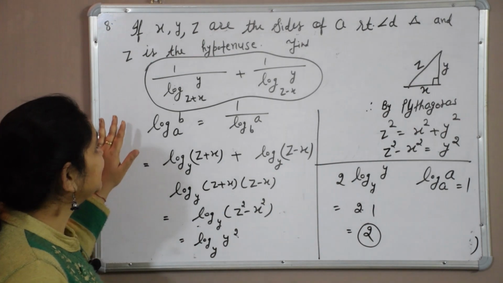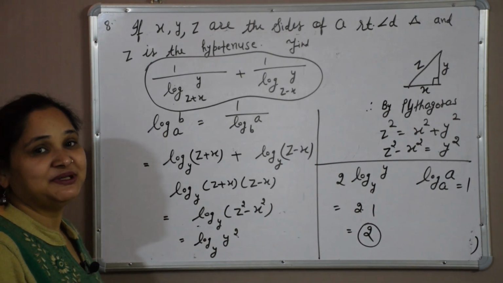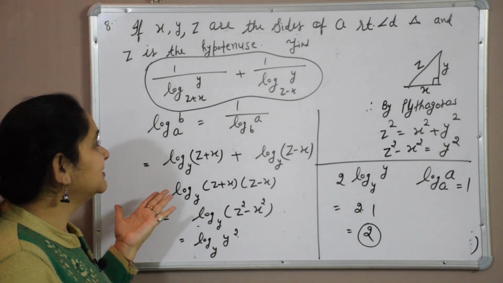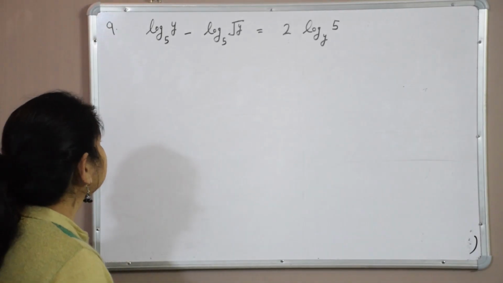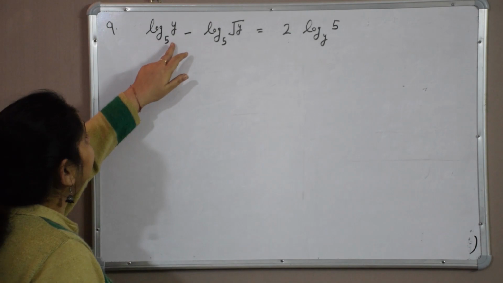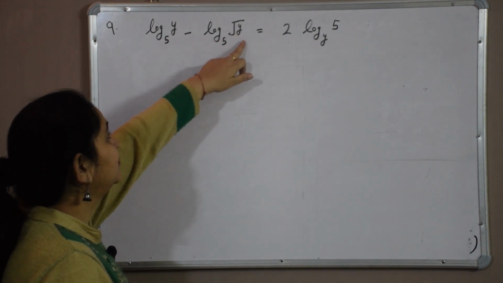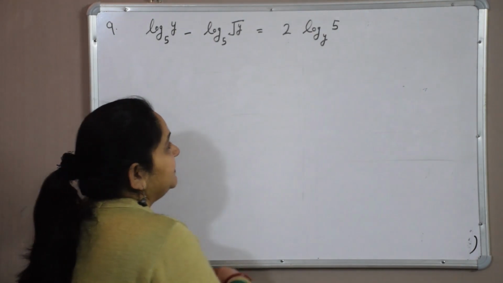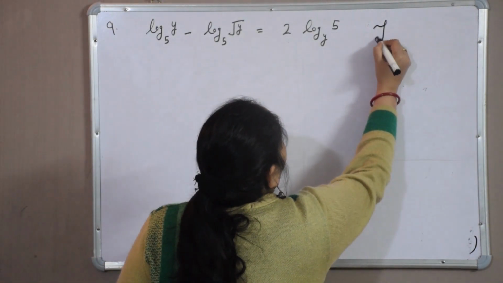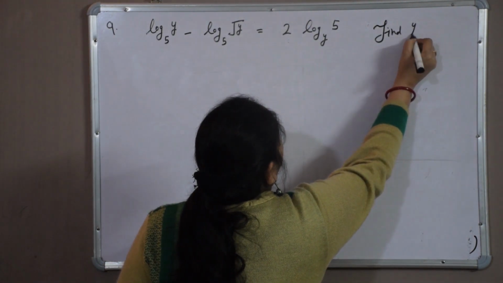This was the question, and this is the beauty of logarithms, how they can convert big expressions into small numbers. Now see the next question. Log of y to the base 5 minus log of root y to the base 5 is equal to 2 log 5 to the base y. Find y. We have to find the value of y.